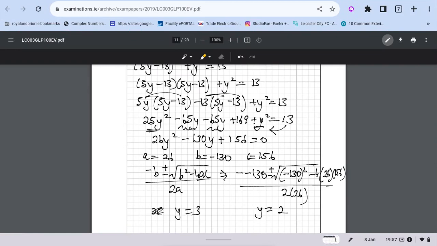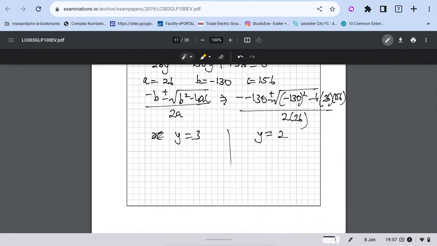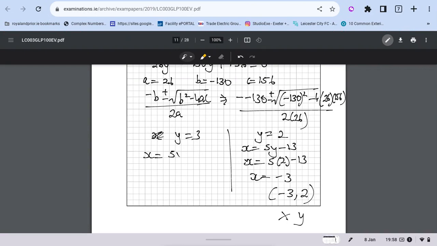Remember, then you've got to work out your x, and this is where you go back up to the top. And we said there that x is equal to 5y minus 13. So we're going to fill it in there. 5y minus 13. 10 minus 13 is minus 3. If you can remember, write that as a point. Maybe your point is x, y. x is minus 3, y is equal to 2. And repeat there with the other value. 15 minus 13, x equal to 2. So that point there is 2, 3.